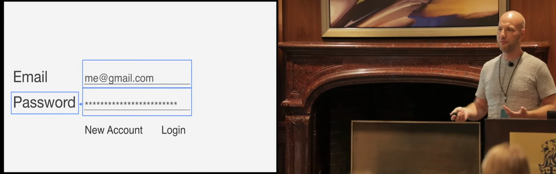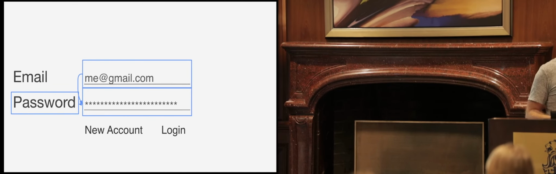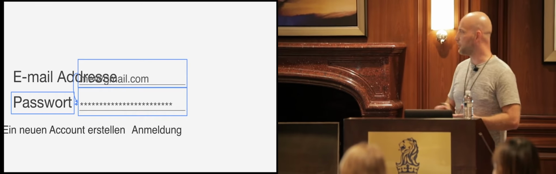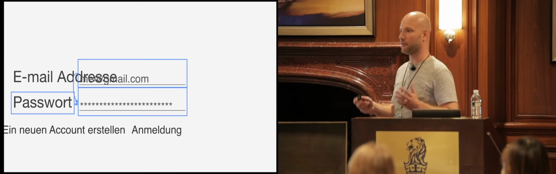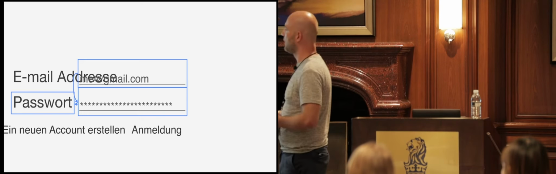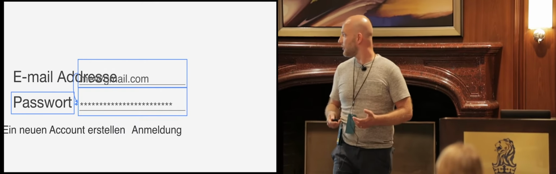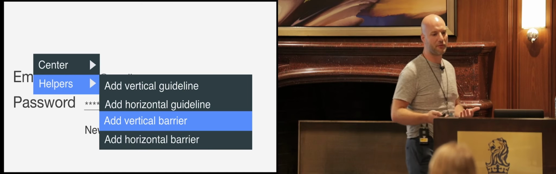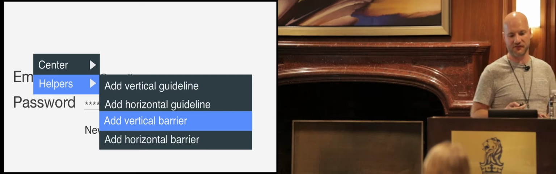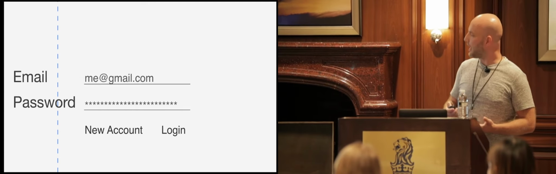And of course, when we go over to German, password is no longer the longest word. So this isn't going to work at all. We're going to need something that figures out what the longest word is. So we're going to go back into helpers, and there's another helper to add a vertical barrier. This is similar to a guideline, except it's based on a couple of views. So how do you do that?